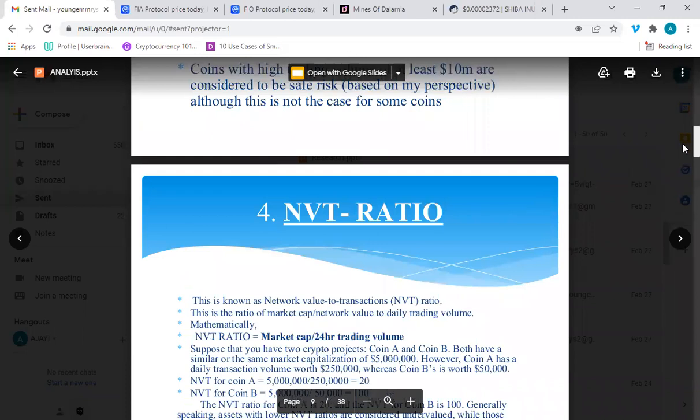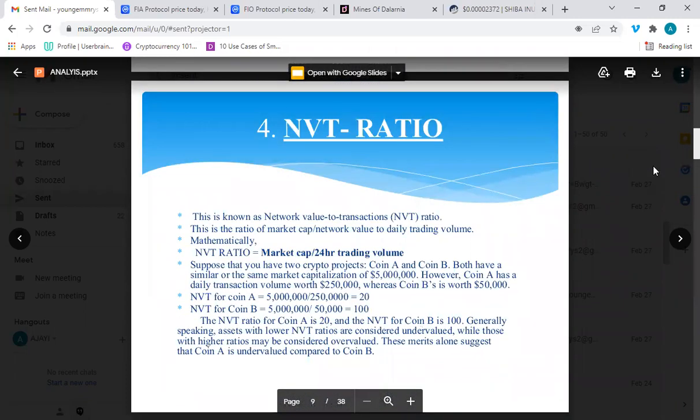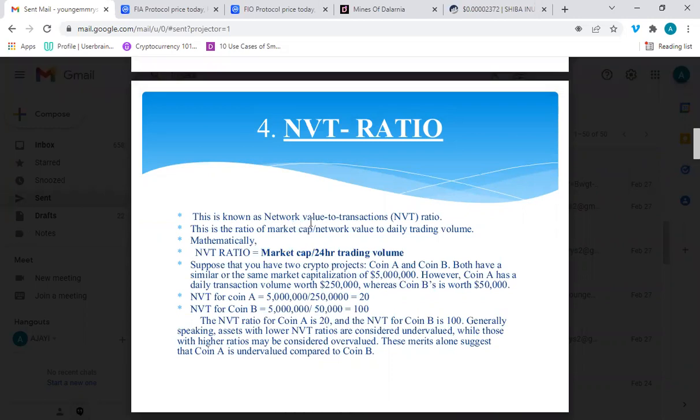Now, this is another important thing you need to know: the NVT ratio. The major function of the NVT ratio is to check if a coin is undervalued or overvalued. Calculating it is simple. It is just the ratio of market cap over trading volume that I just explained. So you calculate it as market cap divided by trading volume. That's how to calculate the NVT ratio. So it's simple. Now let's calculate this one.